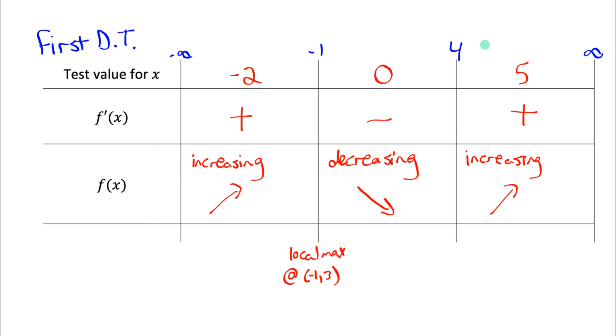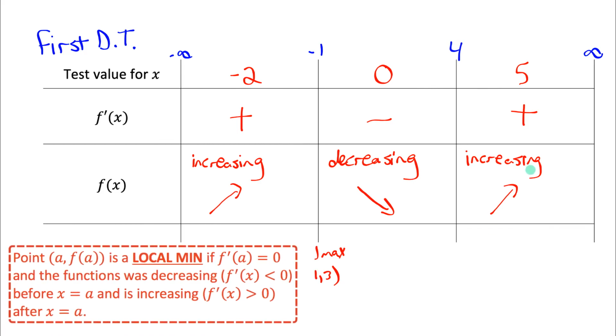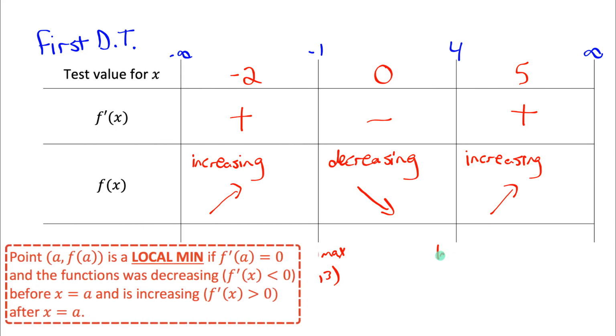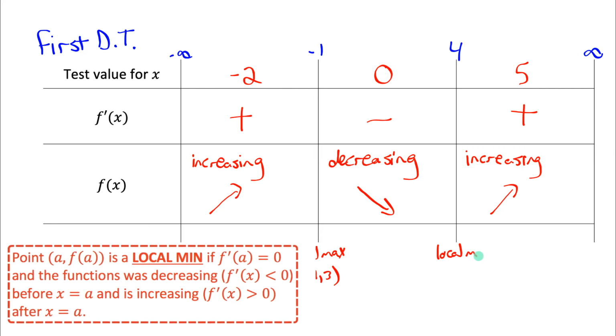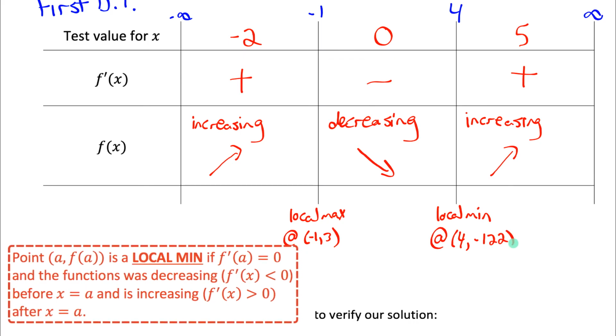which means at 4, since the function was decreasing before, had a slope of 0 at 4, and then was increasing after, we know that it was a local min. Local min at the point 4, -122.